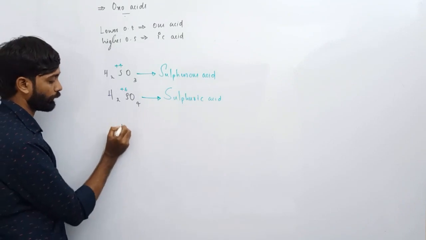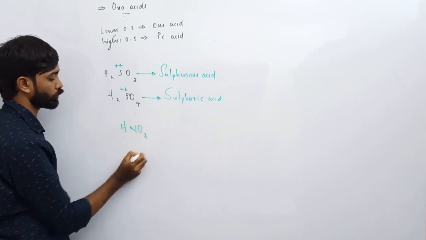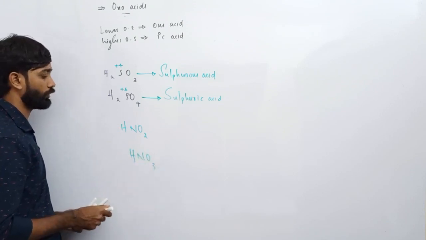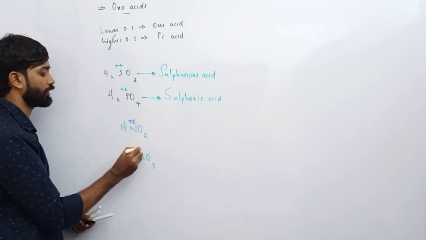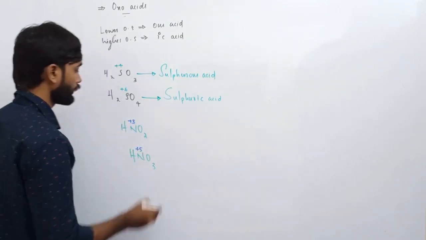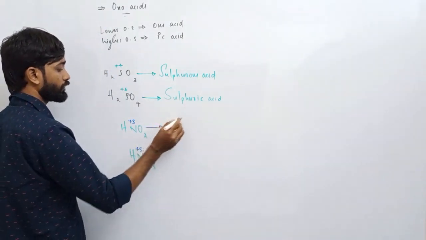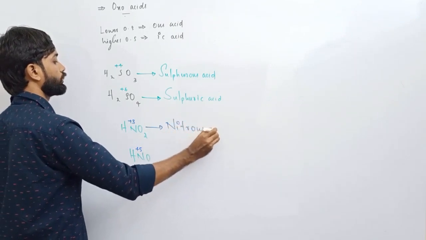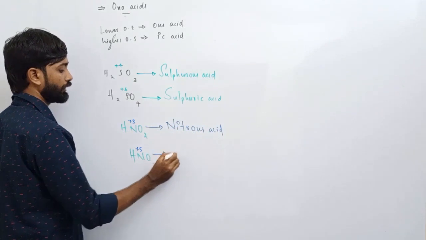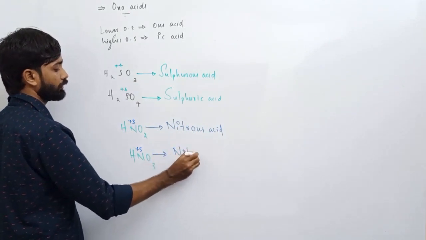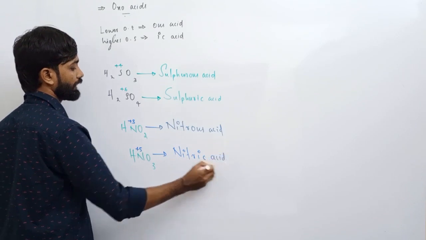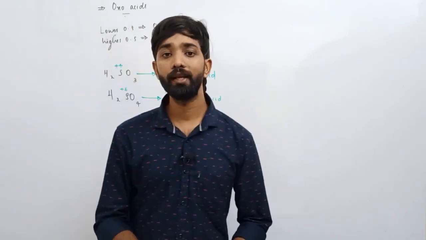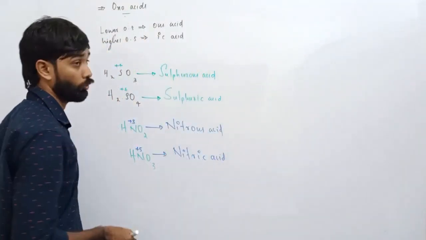I'll give you one more pair. HNO2 and HNO3, two different oxo acids of nitrogen. Here the nitrogen is +3 and here the nitrogen is +5. This is said to be nitrous acid, because it is in the lower +3 oxidation state. And this is said to be nitric acid, because it is in the higher oxidation state. So the concept of "ous" for lower and "ic" for higher is also applicable in oxo acids.